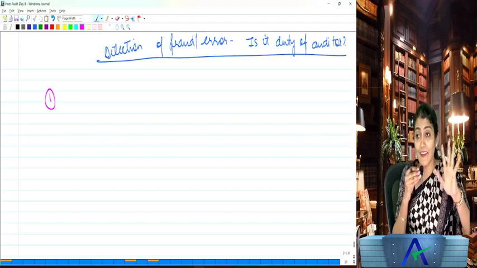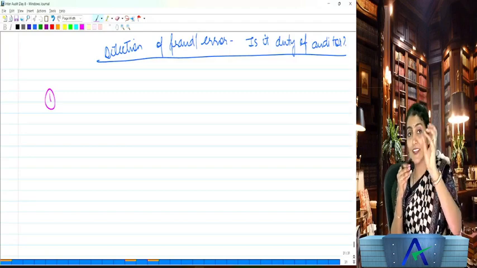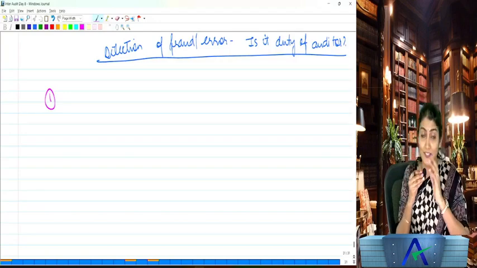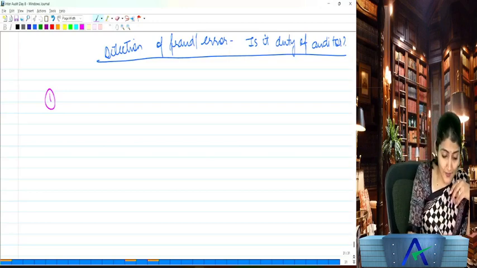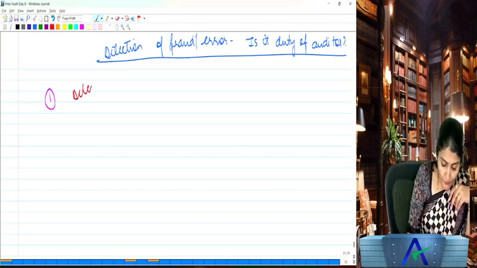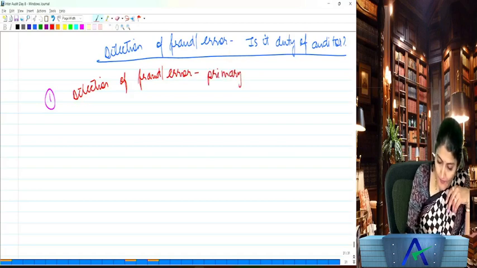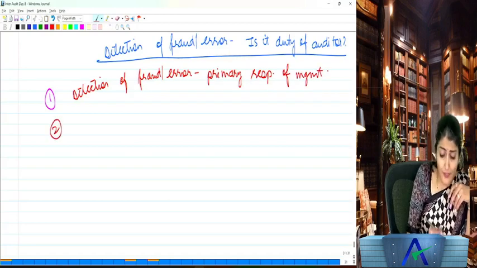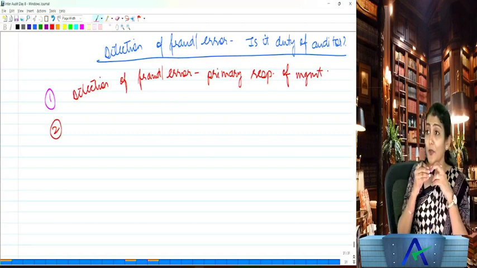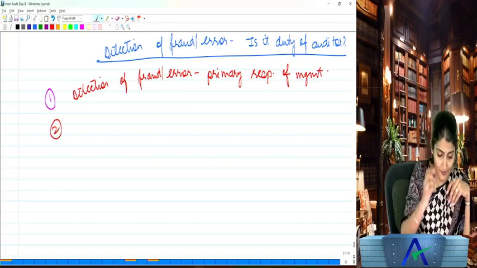They ask, detection of fraud and error, is it the duty of the auditor? What do you say? Detection of fraud or error is the primary responsibility of the management. Then they say, auditor, tell about you now. Is it your responsibility? Auditor says, wait, listen to me.